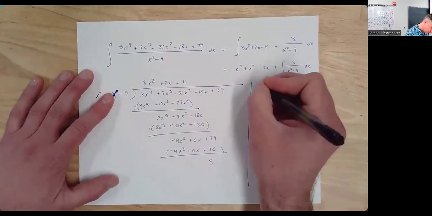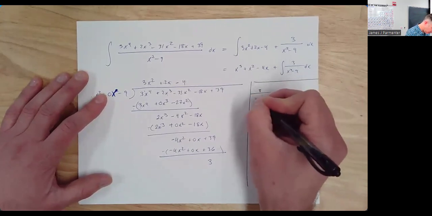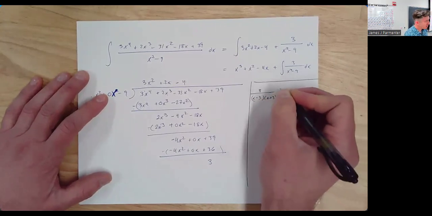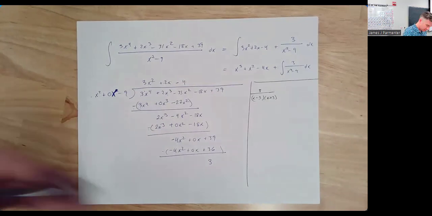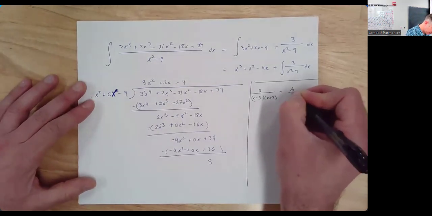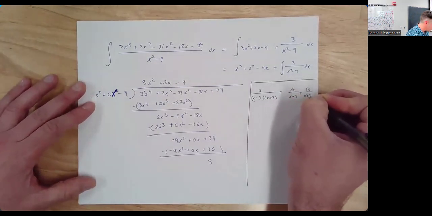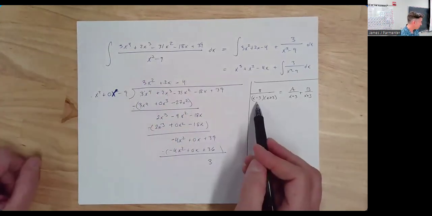Over here, you would say, oh, 3 over x squared minus 9 is really 3 over x minus 3 times x plus 3. Be careful, right? X squared minus 9 is a totally different animal than x squared plus 9. X squared minus 9 definitely factors. X squared plus 9 definitely doesn't. And we write this as A over x minus 3 plus B over x plus 3. It does not matter which order you write the factors in. I'm usually just looking at whichever one I've written first over here.